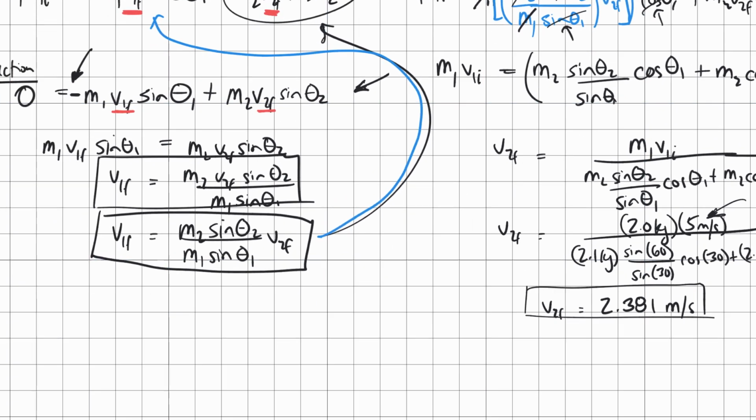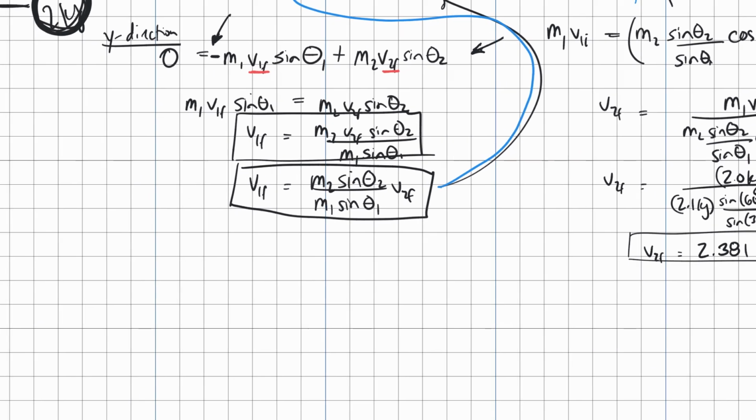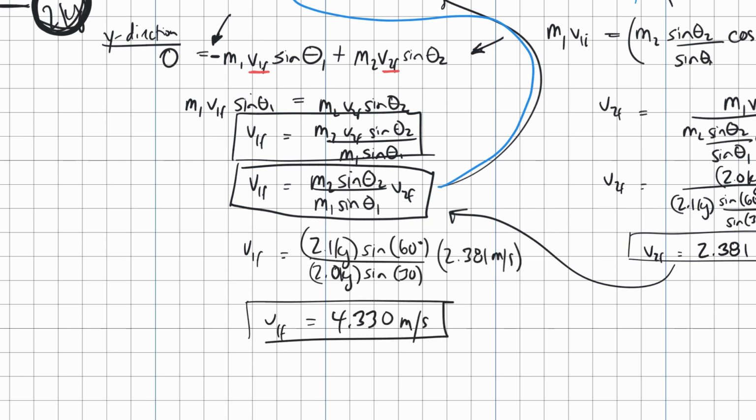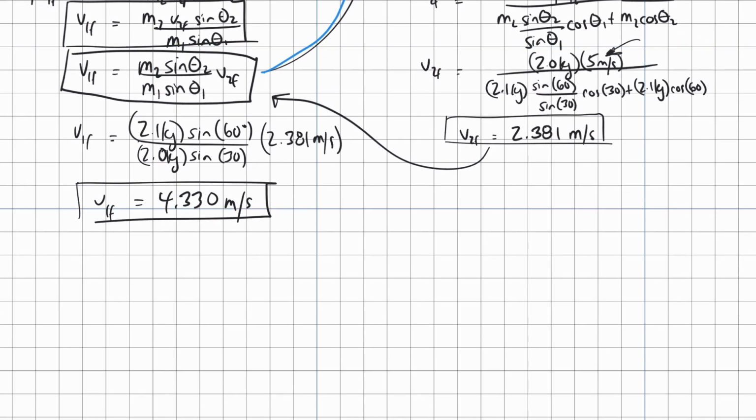So where was that little equation that I was plugging in? Oh, I guess I was right here, right? So I'm going to plug that in right here. Okay, so again, I'll pause while I plug in. I don't think you guys need to see me do the algebra. Okay, so I'm getting V1F equals 4.330. Again, 2 sig figs.